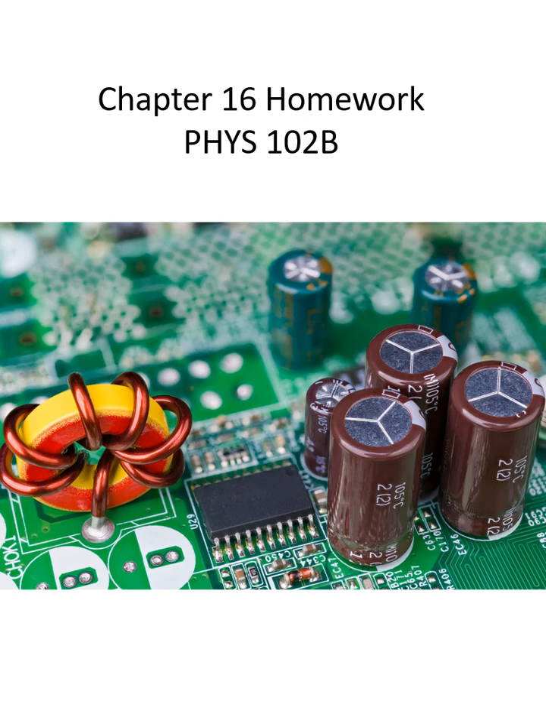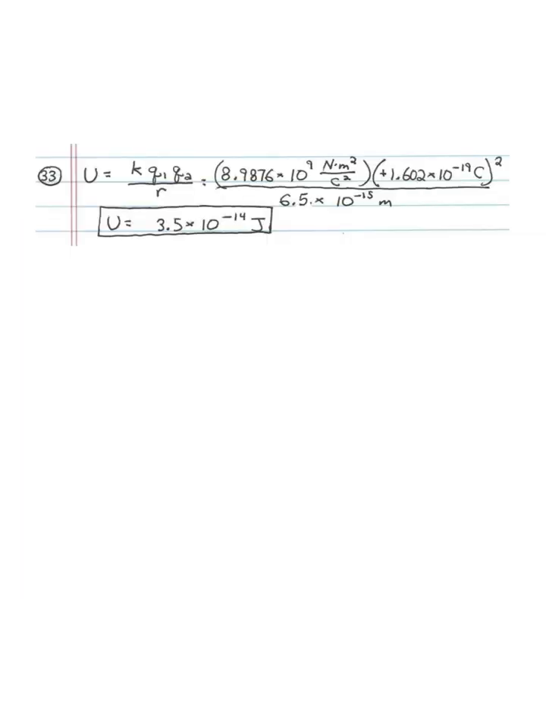This is the Chapter 16 homework for Physics 102B. We start with problem number 33. Two protons separated by 6.5 femtometers distance. What is the potential energy of this pair?